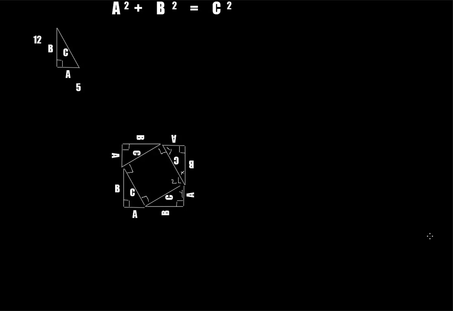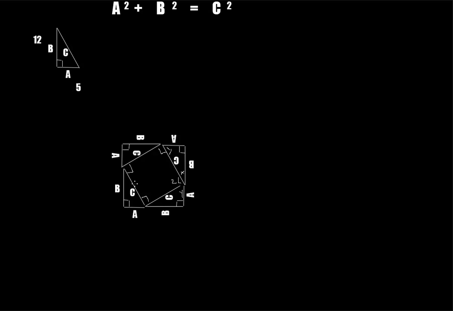Alright, so we have figured out that a squared plus b squared equals c squared is the Pythagorean theorem. We figured out how to use it. I showed you just a few minutes ago how to plug in the numbers and get the answer. We figured out that side c right here is 13. Now the question becomes, how do we prove this? Alright, so now we're going to do a geometric proof. And this is going to be a geometric proof of the Pythagorean theorem.